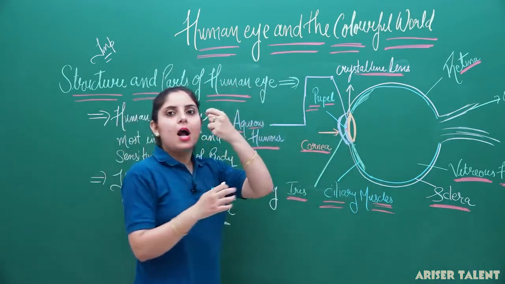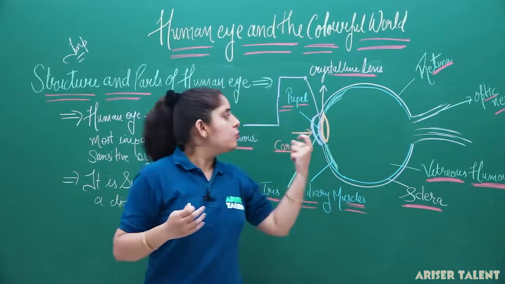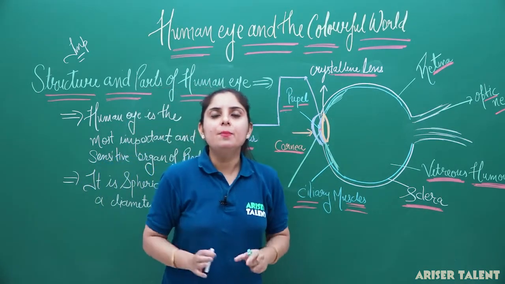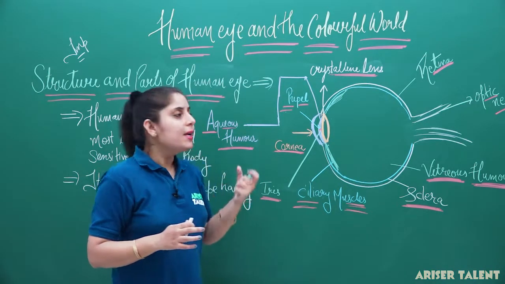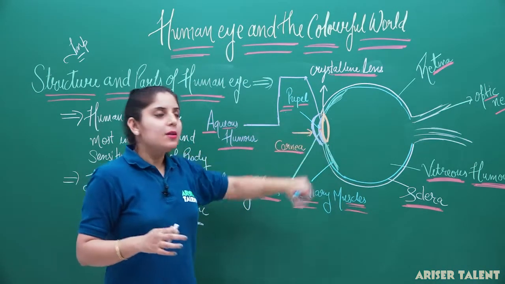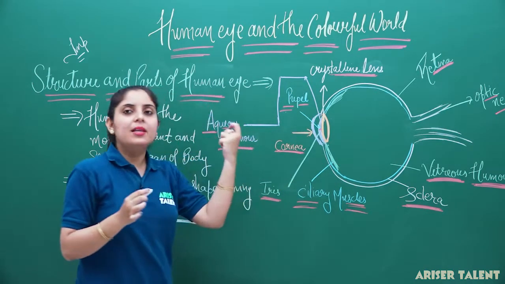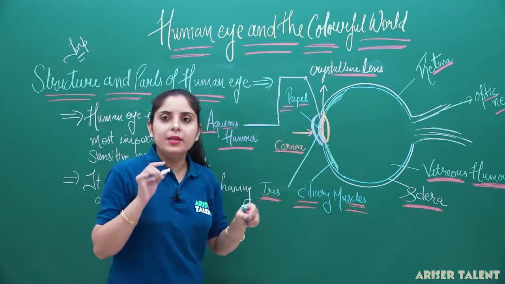Now what will happen whenever a light is going to fall on the cornea? It means this is the outer bulging part of the eye, around the eye wall. Whenever a light falls on that part, almost 90% of the light gets refracted from this part. So the cornea is actually a bulging part in which the light is going to fall, and most of the refraction is going to take place from only that part.